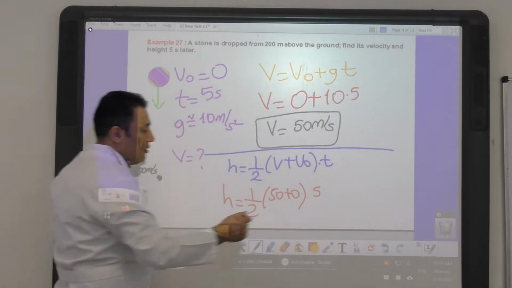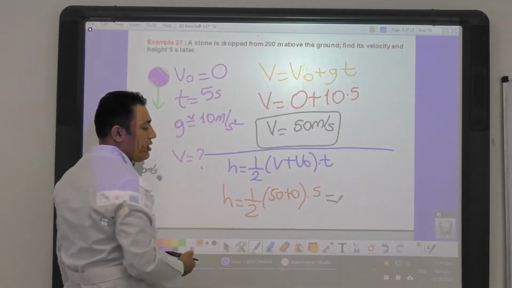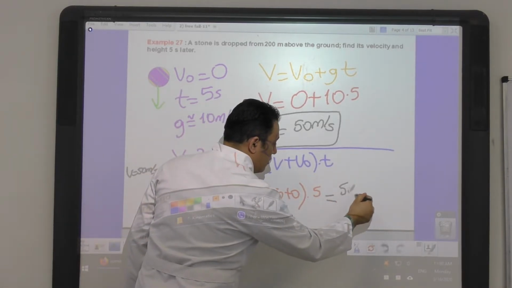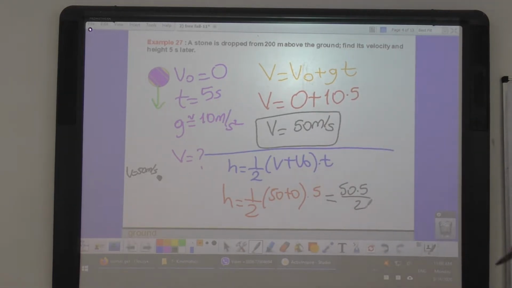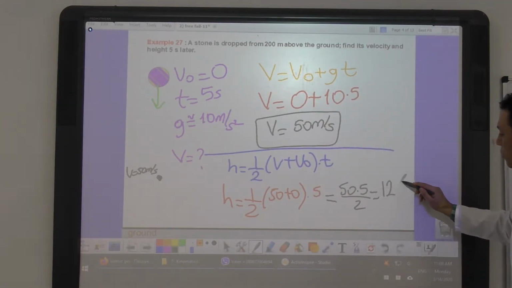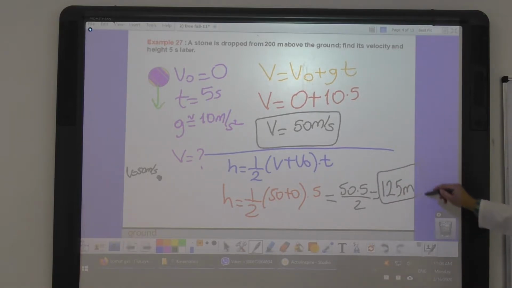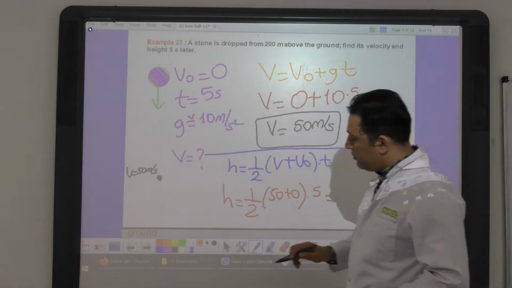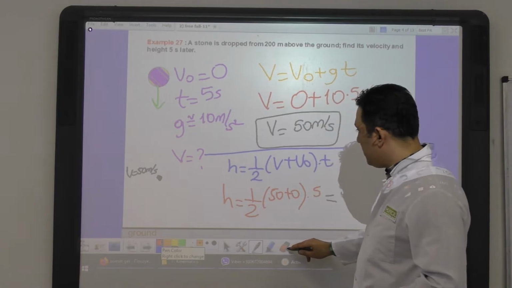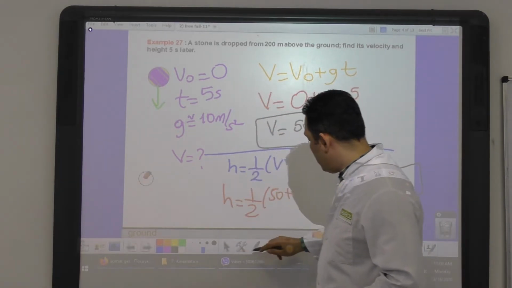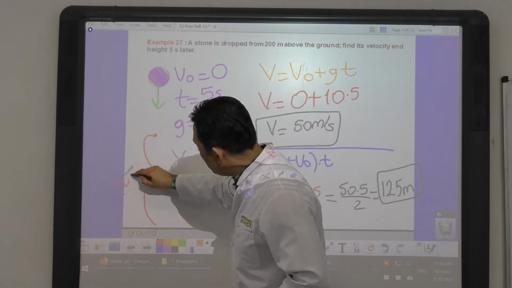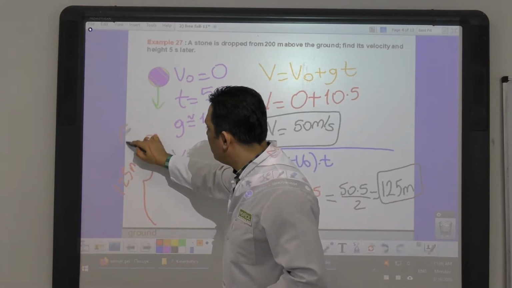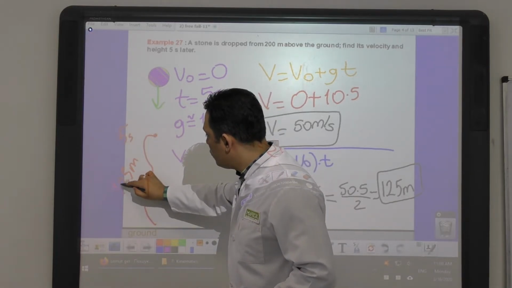So in this case, 1 over 2 times 50 plus 0, times 5. 50 plus 0 is equal to 50, times 5 over 2. And the height of the object after 5 seconds would be equal to 125 meters from the ground level. So this is the height of the object. Basically, the object is going to be somewhere here, because this is 125 meters after 5 seconds of motion.